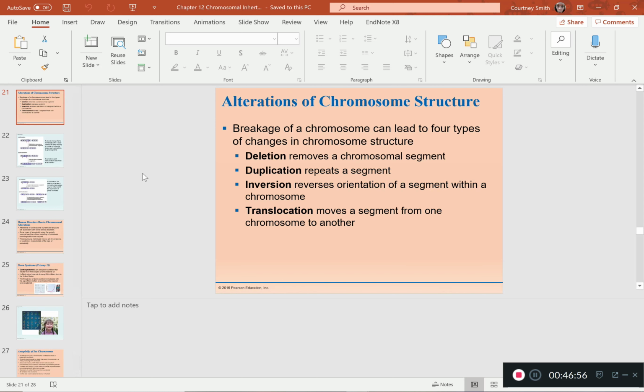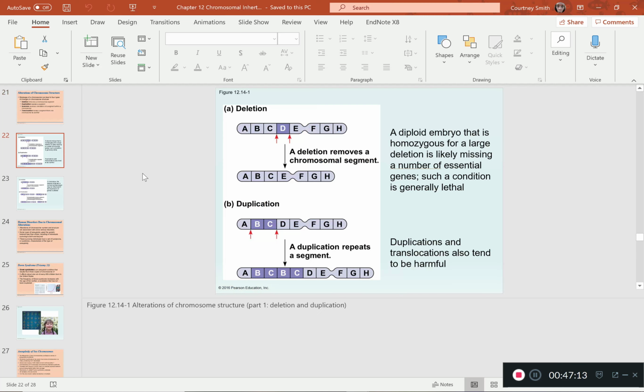So alterations to chromosome structure. As we know, chromosome structure is roughly like an X, but there are some things that can happen that can alter it. And there are four main things that we're going to talk about. There's deletion, duplication, inversion, and translocation. So let me go ahead and just pull up an image of that.